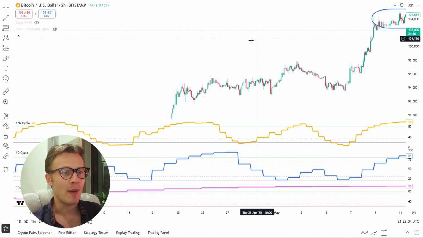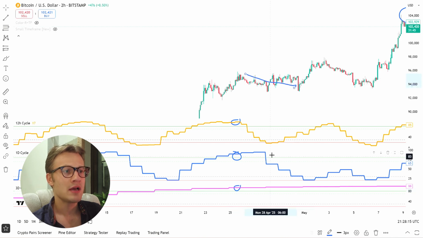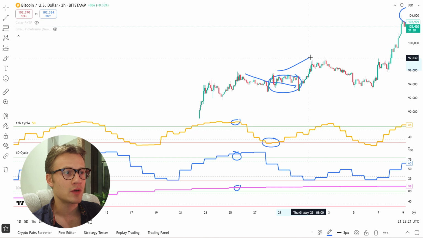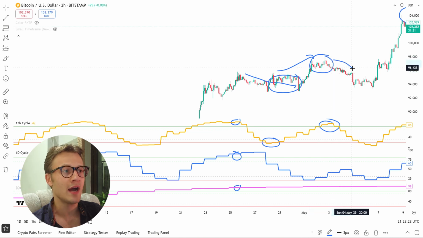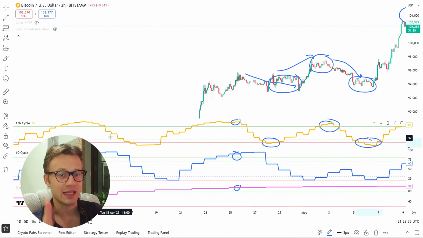If we go back into the past, we see exactly the same situation, for example here: the 1-day, the 12-hourly, and the 3-day charts forming the top, and we are slowly moving down. When we are forming the bottom on the 12-hourly, we basically form the bottom in the price as well, and from there we go slightly up. Again, we form the top on the 12-hourly cycle, we form the top also on the price, and then we go again down to do what? To form the bottom here and to form the bottom on the 12-hourly cycle.